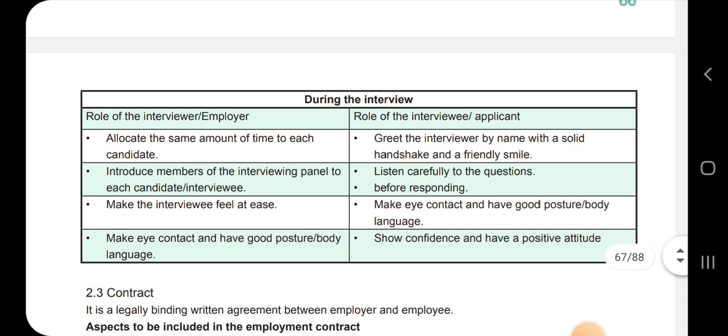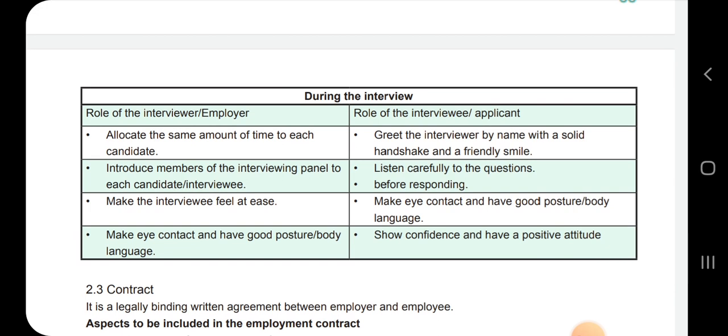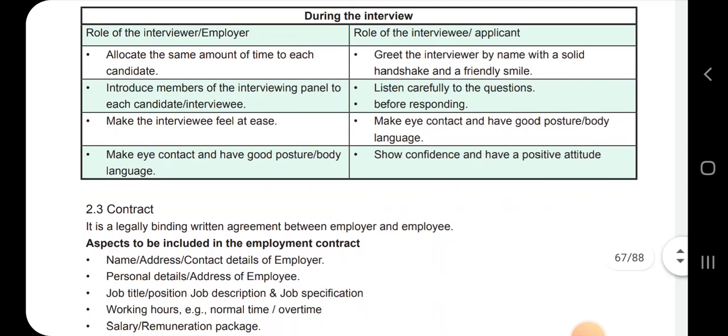So the person who's been interviewed, the interviewee, the applicant's role inside an interview is to greet the interviewer by name with a solid handshake and a friendly smile, listen carefully to the questions before responding, make eye contact, and have good posture and body language. So confidence and have a positive attitude.